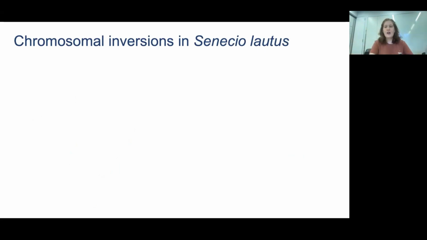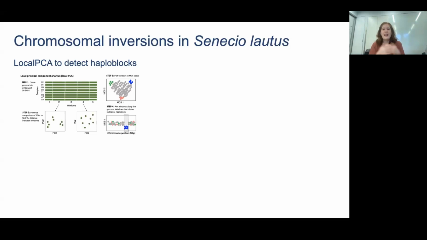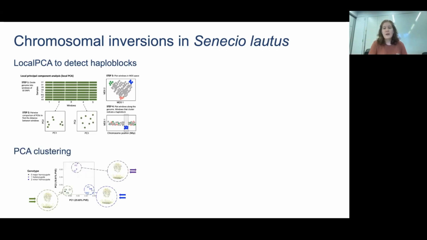But effectively, as a broad overview, to detect inversions, Kath is using a local PCA approach to first detect these haploblocks in the genome. So regions of the genome that share similar evolutionary history that is different to the average history of the genome. And these regions indicate regions of reduced recombination, so they could be inversions. She's further confirming whether they might be inversions by looking at whether these regions of reduced recombination cluster into 3 distinct genotypes, which is a typical signature of a chromosomal inversion.